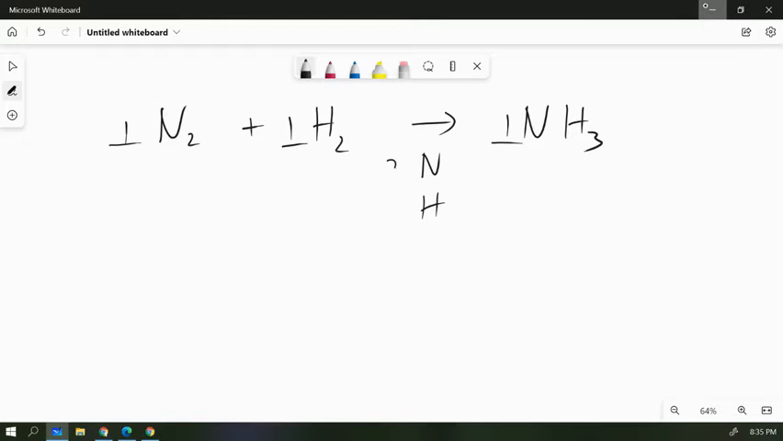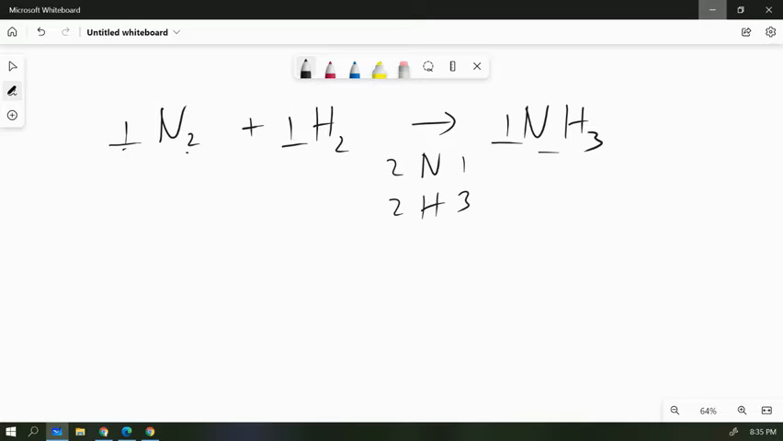So if we total up, we have 2 nitrogen atoms, because 1 times 2 is 2. And on the reactant side, we have 2 hydrogen atoms as well. And if we look over here at ammonia, we have 1 times 1 nitrogen, which is 1, and 1 times 3 hydrogen, which is 3. So this is not balanced because we don't have the same amount of atoms on both sides. Let's go ahead and balance it.